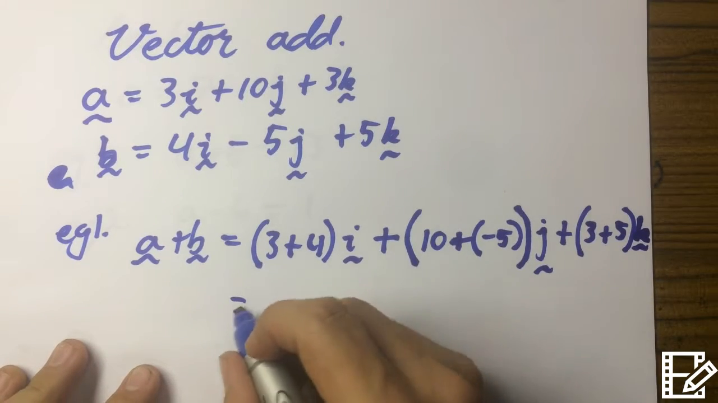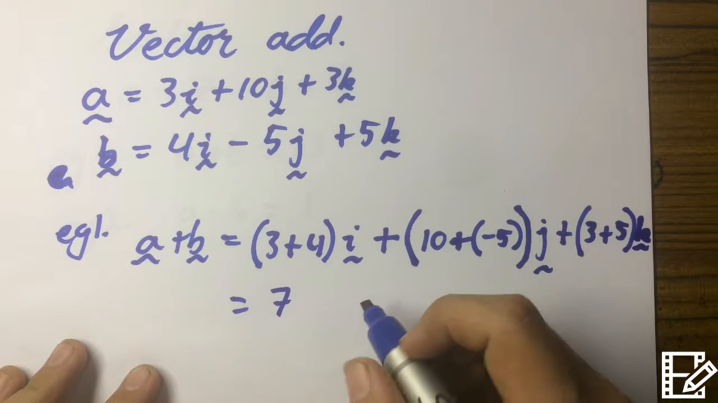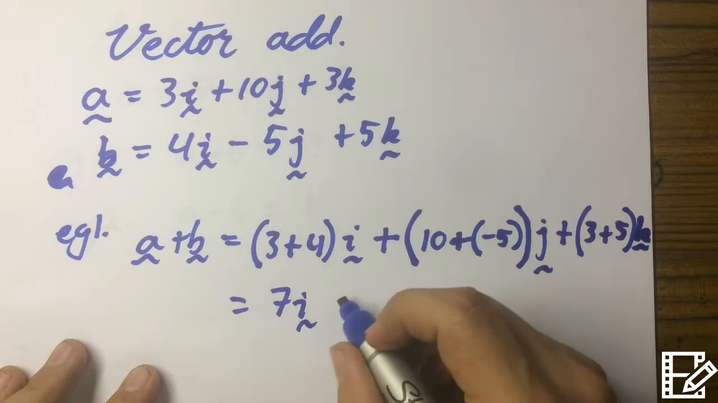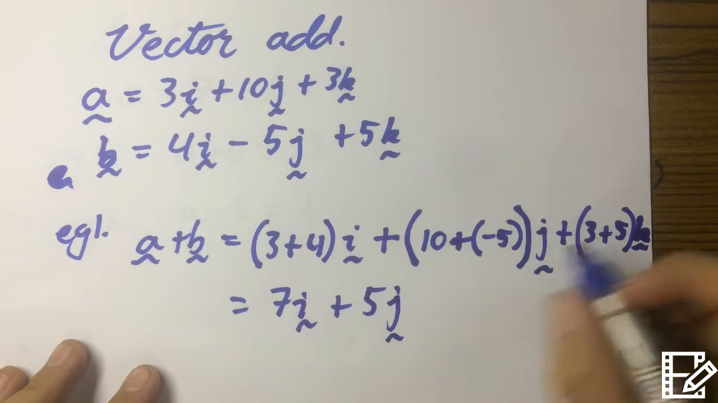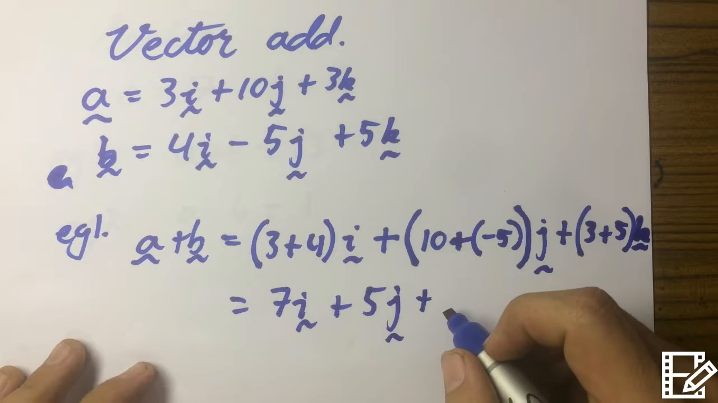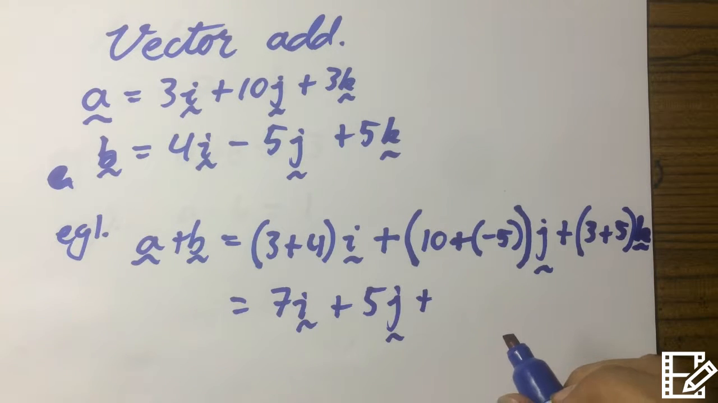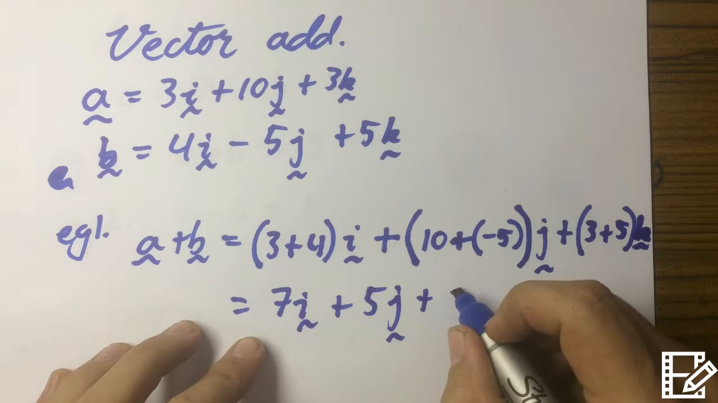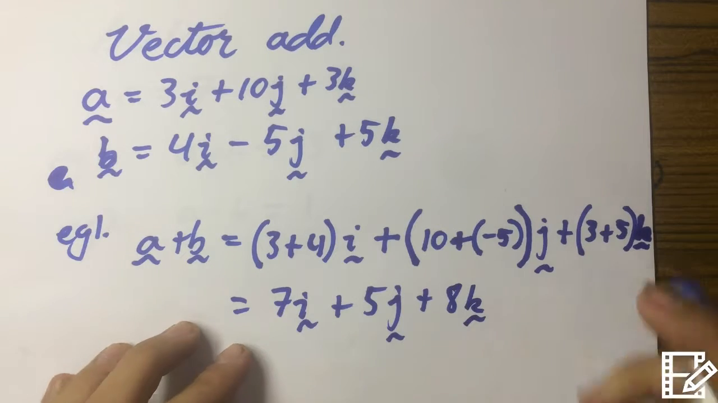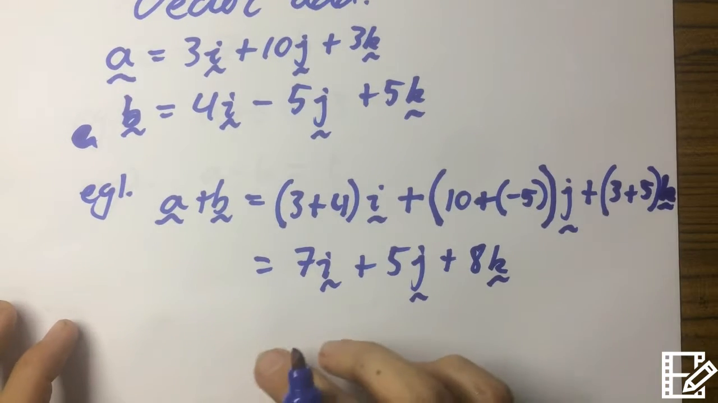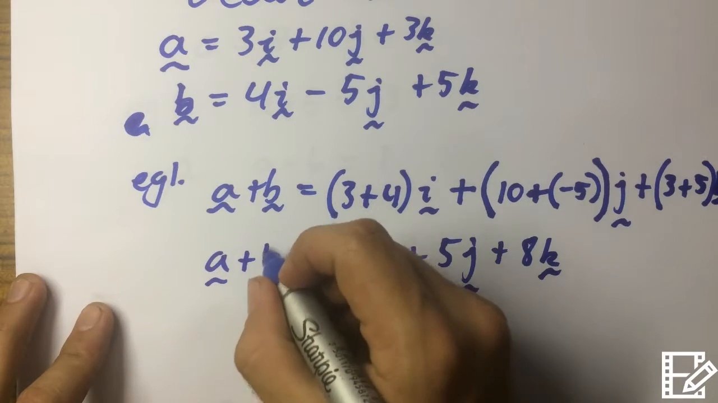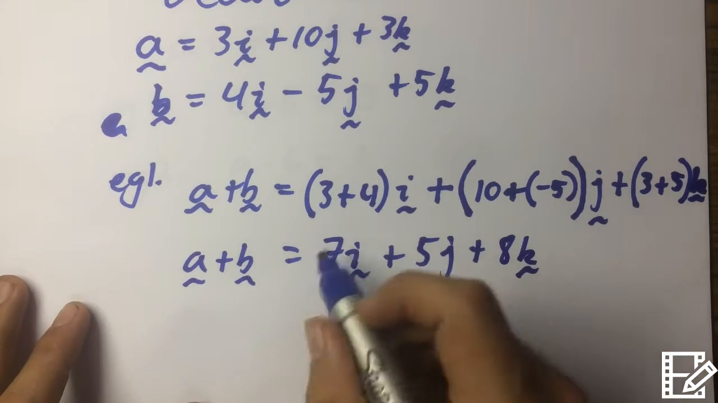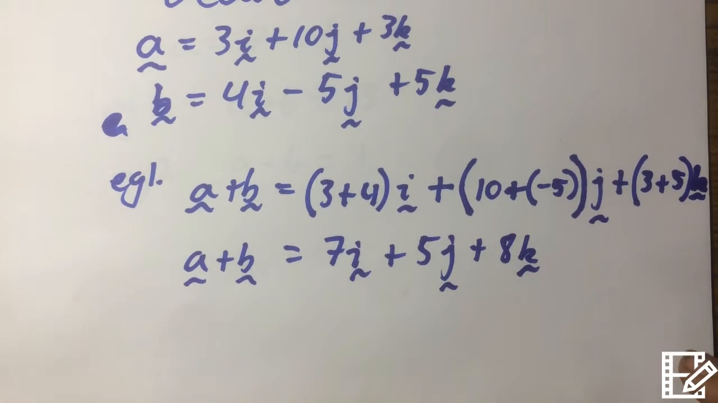So if we add all these together, we get 3 plus 4, 7, in the i direction, plus 10 minus 5, well, that's just positive 5 in the j direction, and then 3 plus 5 is just 8 in the k direction. Okay, so now there is your vector A plus vector B, and that's the resultant vector.